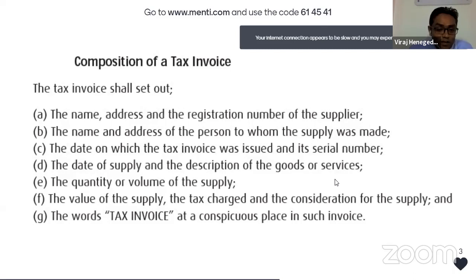Okay, and the date of supply, the descriptions of the goods or services, the quantity or volume of the supply, the value of supply, the tax charged, the consideration for the supply, and the most important thing, the words "tax invoice". You must mention the tax invoice wording in the invoice. If it is mentioned only as an invoice, it's not a valid tax invoice. Keep it in your mind. You need to put "Tax invoice" in your invoice. Right, we'll move to the next one.